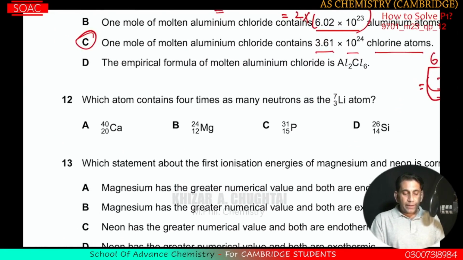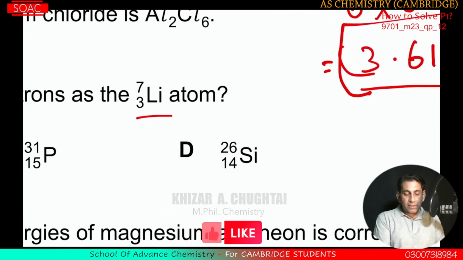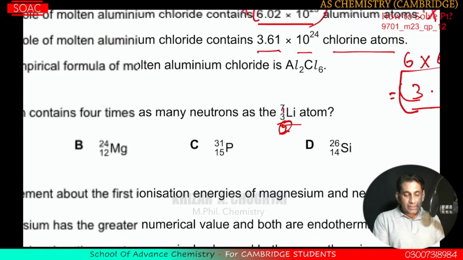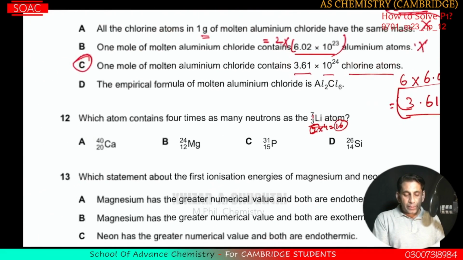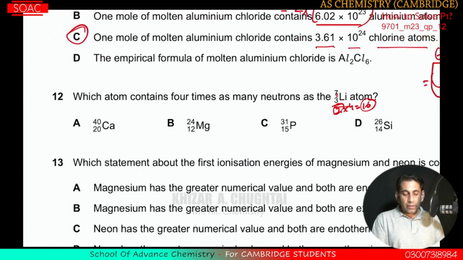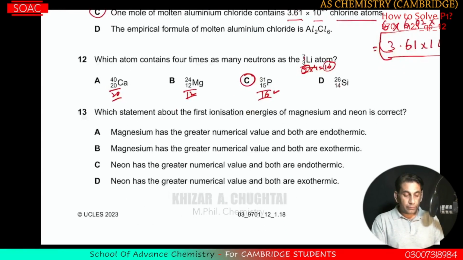Question number 12. Which atom contains 4 times as many neutrons as the lithium atom? What is the neutron number in the lithium atom? 7 minus 3, that is equal to 4. And he is saying basically 4 times, 4 4s are 16. So which species has 16 neutrons? Here is 20 neutrons, 40 minus 20. Here is 12 neutrons. And here is 16 neutrons. Yes, so C is the correct option.